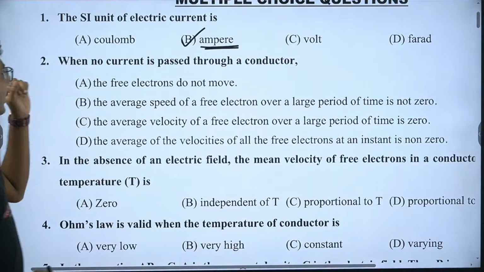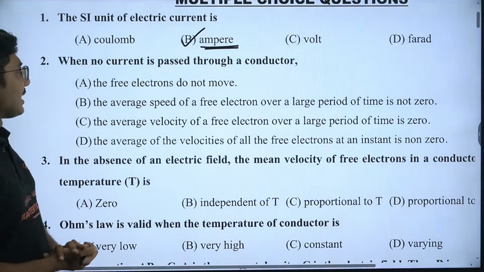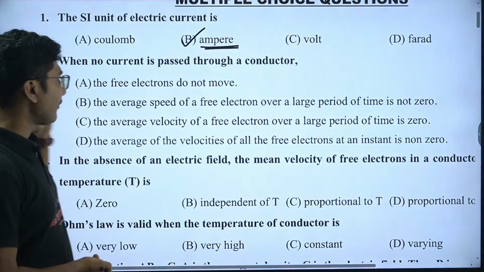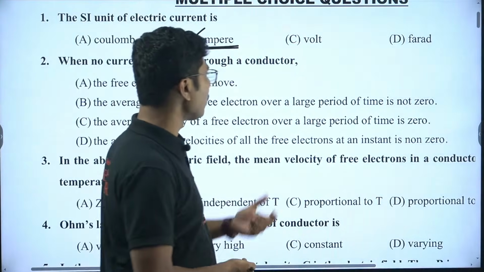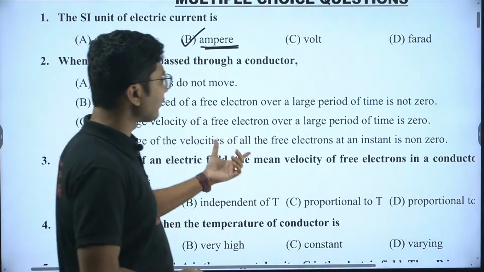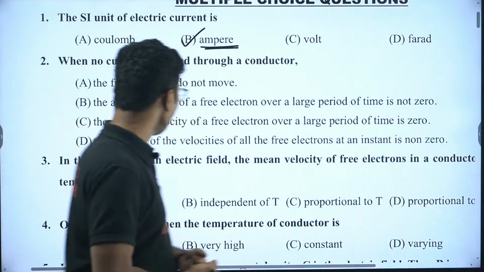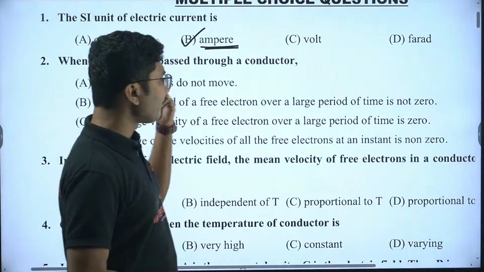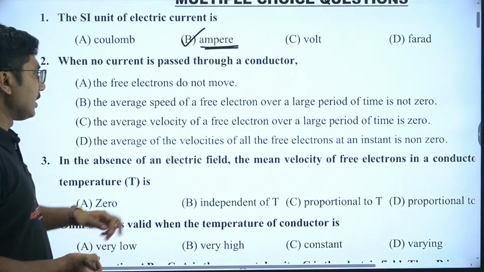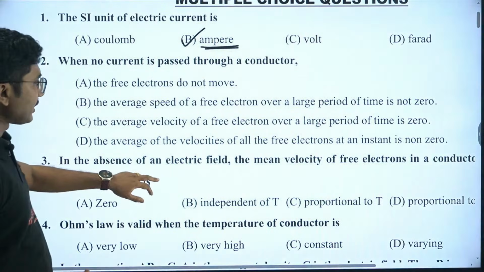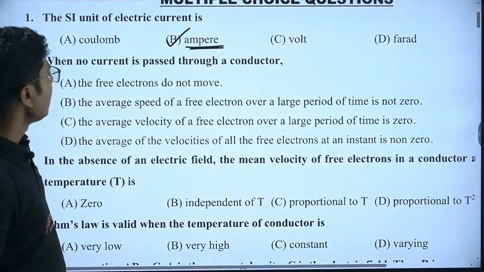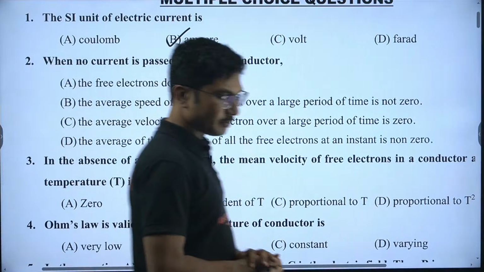When no current is passed through a conductor, the free electrons do not move. The average speed of free electrons over a large period of time is not zero. The average velocity of free electrons over a large period of time is zero. The average velocities of all free electrons at an instant is non-zero. Let's see which one of the options is correct. Nothing is given, that means one is correct. So you have to choose the correct option.